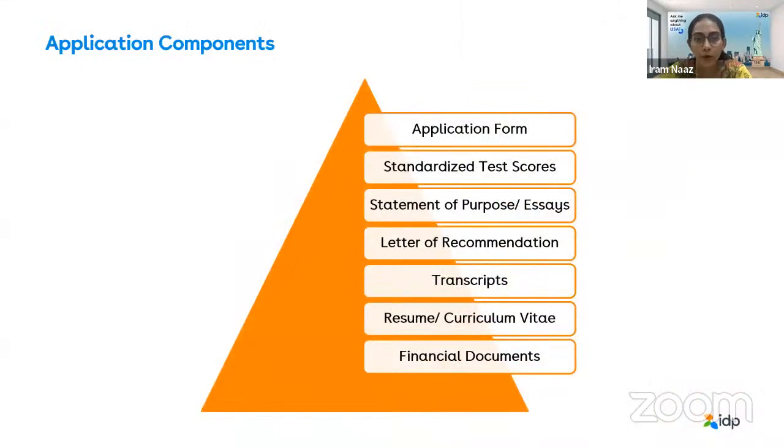And application components. The student needs to have some of these documents ready before applying. Standardized test scores, statement of purpose. Your statement of purpose should be very strong in order to get your offer letter. Most probably, 40% is based on your statement of purpose or essays, and then 30% on your letters of recommendation, transcripts, resumes, and financial documents.